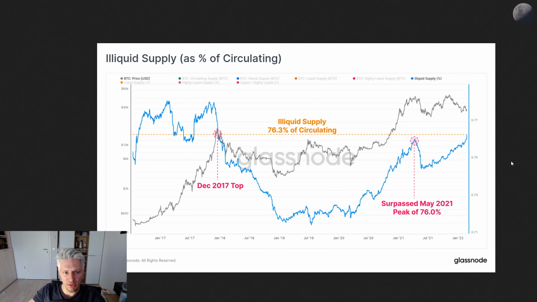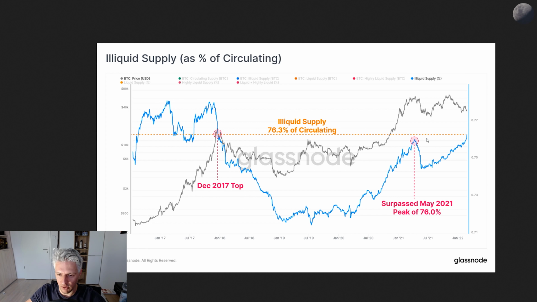And then we have the illiquid supply. The illiquid supply is the supply that is not being traded, that is taken off exchanges and is not being traded anymore. We see that as a consequence, more people are withdrawing from exchanges and not so many people are sending to exchanges, so fewer coins are being actively traded. We see that the illiquid supply is now getting very high again.